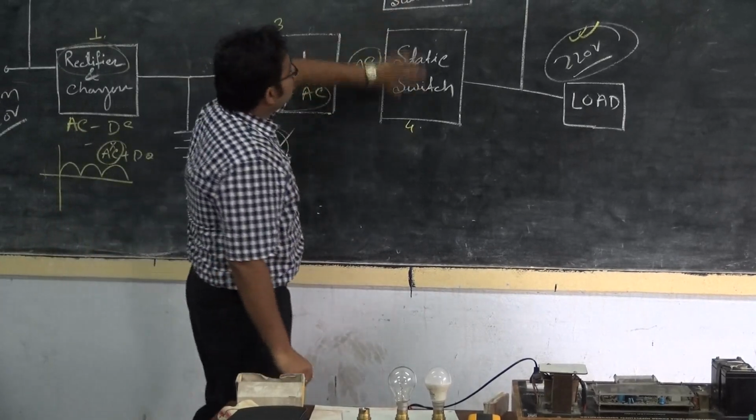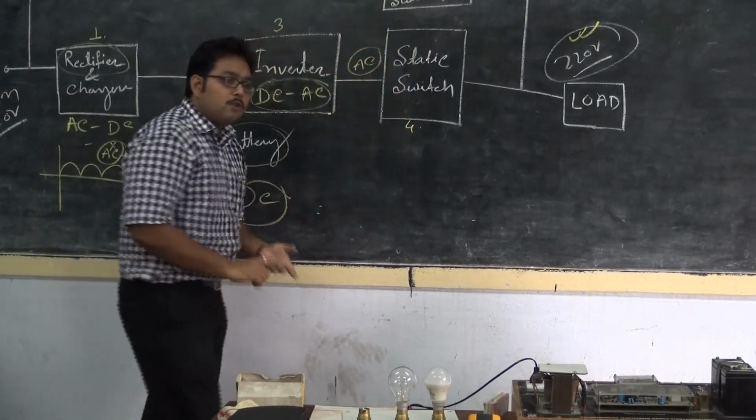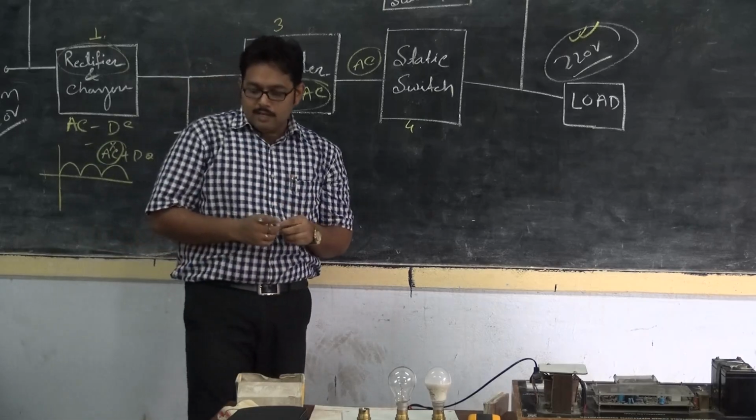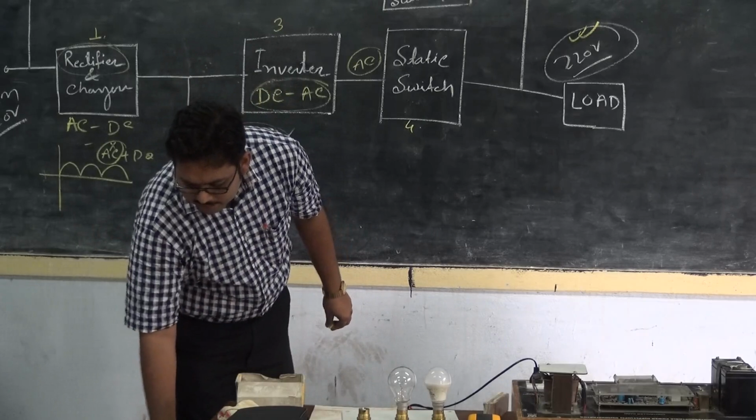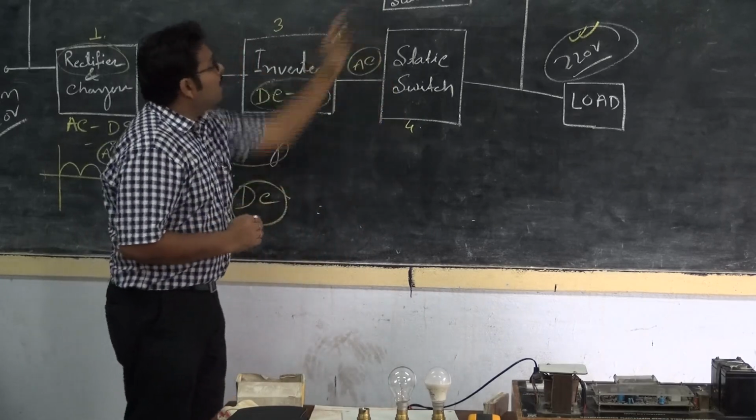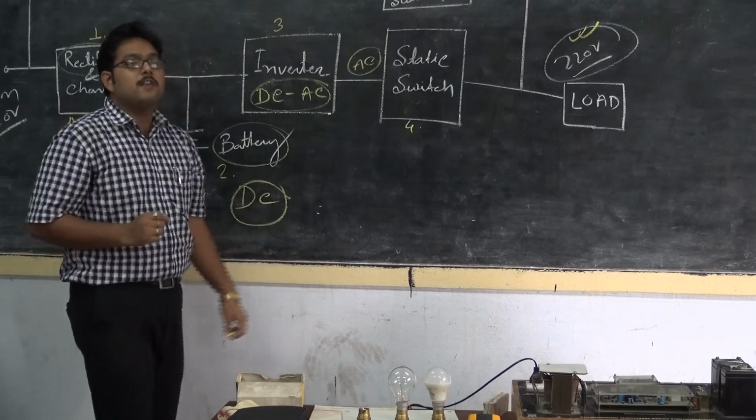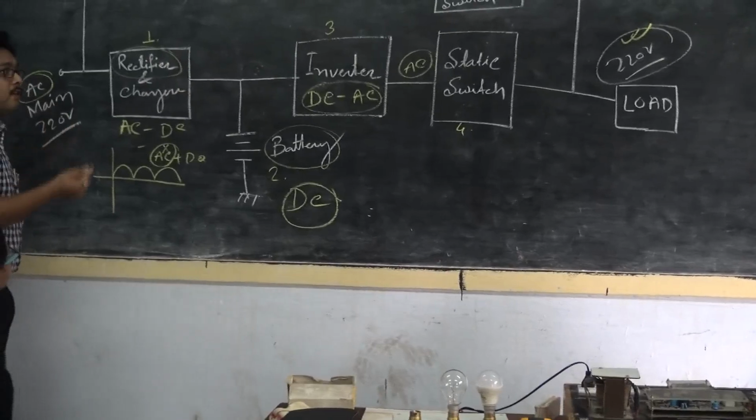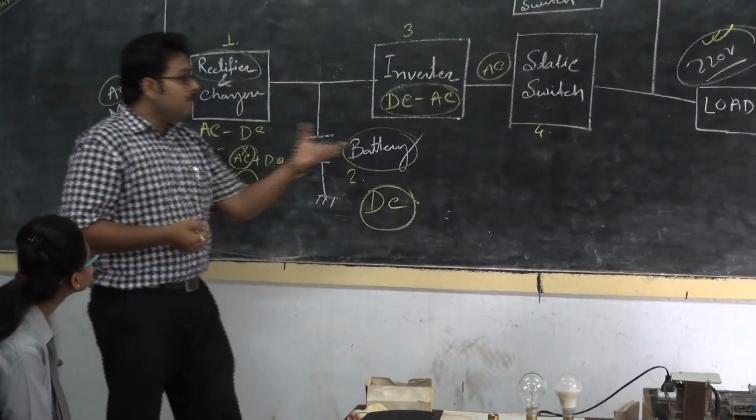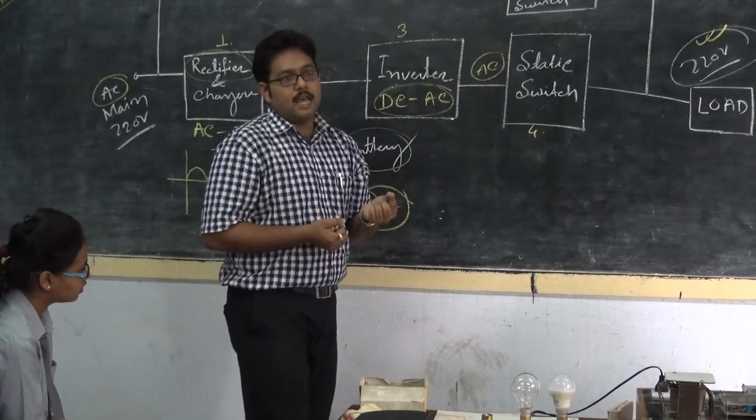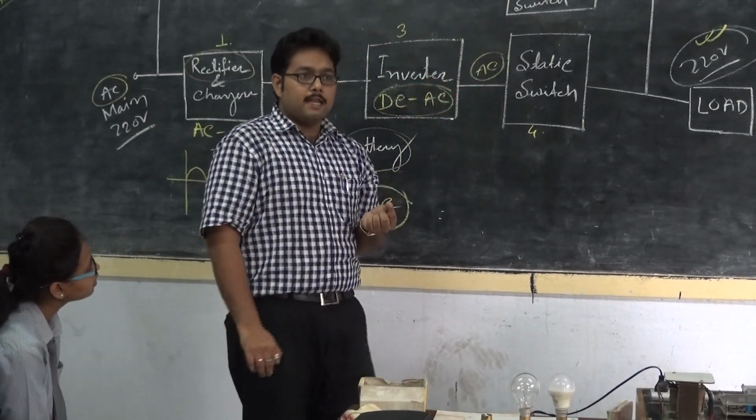Now there is a static switch. Do you know what a static switch is? Actually, this kind of switch is known as an electromechanical switch. But a static switch is a semiconductor-made switch which will operate in a fraction of a second. For switching on and off, a static switch takes very little time compared to an electromechanical switch.